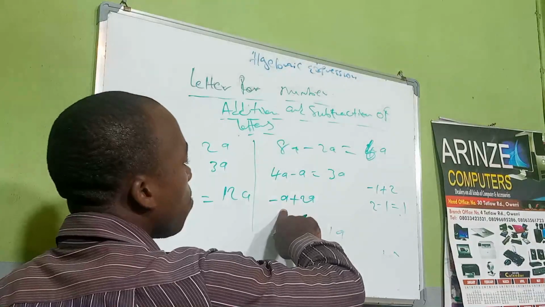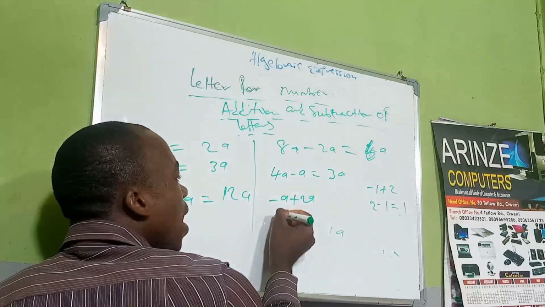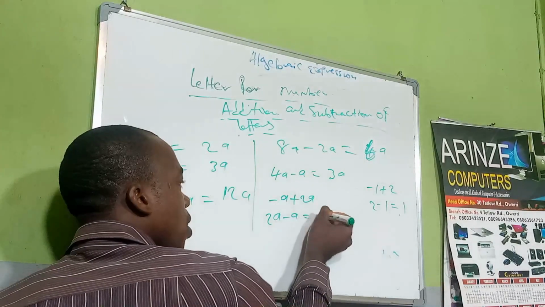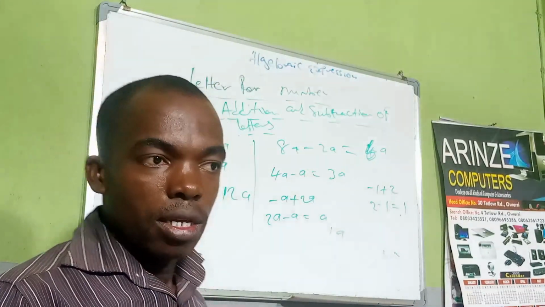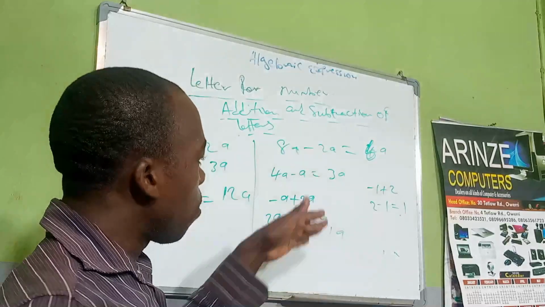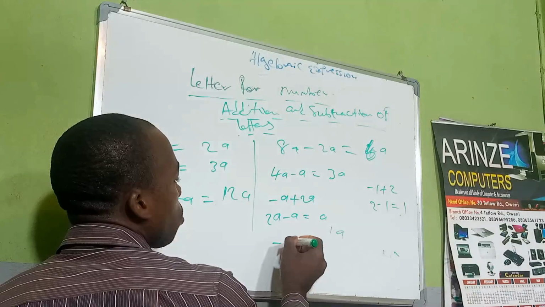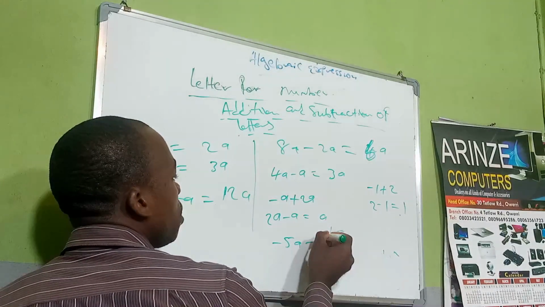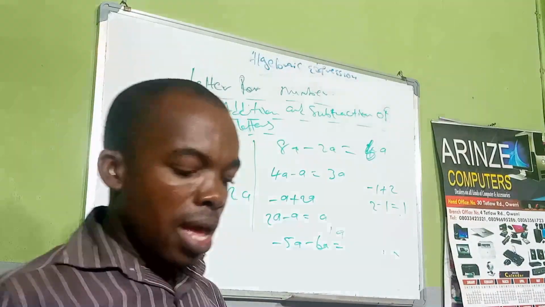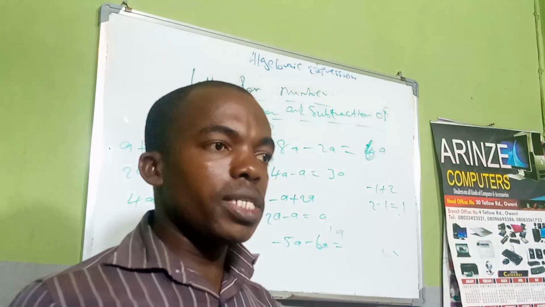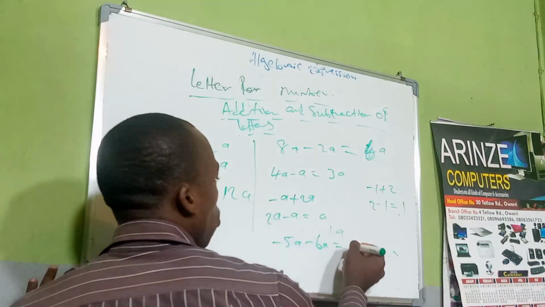So now the same thing we have here, minus A plus 2A is 2A minus A, which is A. Do you understand? And the same thing, if we have minus 5A minus 6A, it means I removed 5A, I also removed 6A. So how many A did I remove? 11. So it is minus 11A.